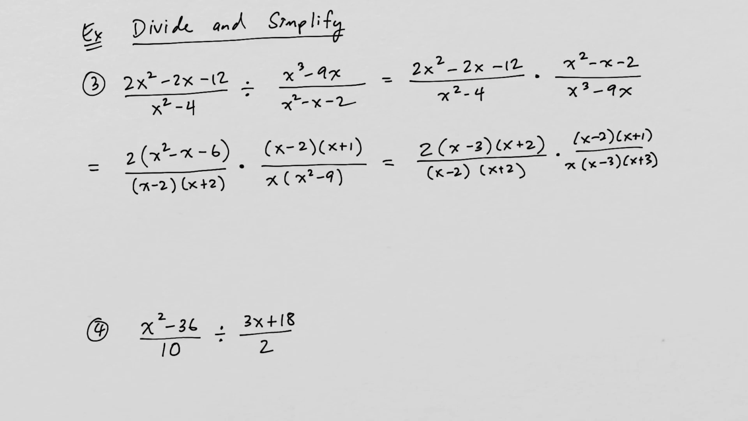Now all we have to do to finish is cancel out the common factors. There are quite a few that we can cancel out. First you should see that x plus 2 and x plus 2 cancel. Then there's an x minus 2 and an x minus 2 here that we can cross cancel. And x minus 3 and x minus 3 here we can also cross cancel. And that's it for the common factors. So what we have left over now is our answer. In the numerator we have 2 times x plus 1, and in the denominator we have x times x plus 3. And this is our final answer.